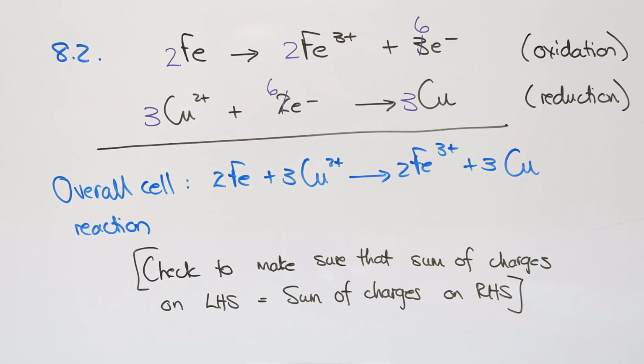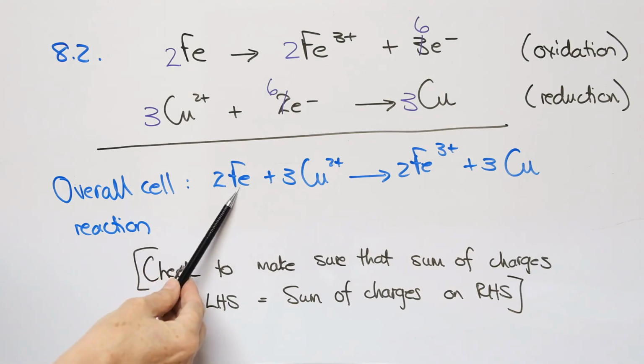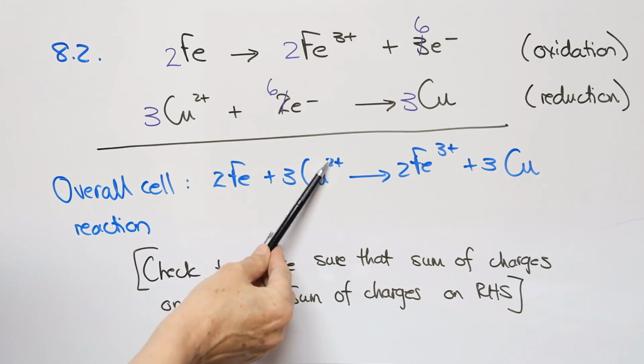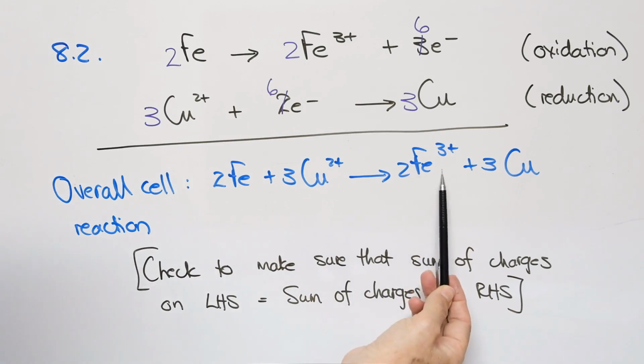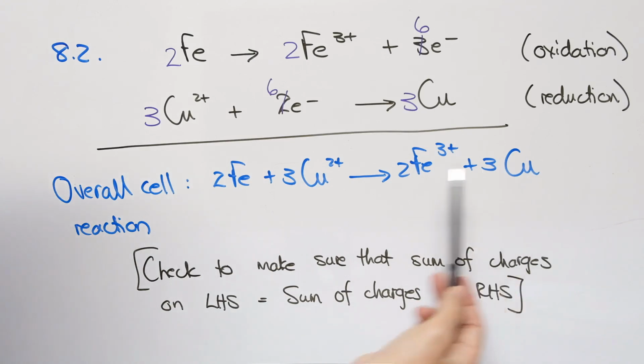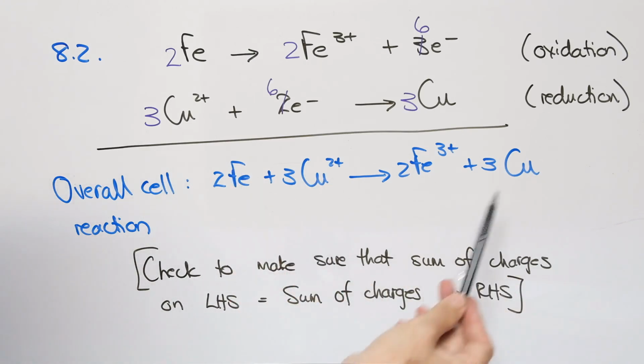2 iron atoms react with 3 copper ions to form 2 iron ions and 3 copper atoms. A quick tip, always check to make sure that the sum of the charges on the left-hand side of the arrow equals the sum of the charges on the right-hand side. For example, the charge on these 2 iron atoms is 0. The total charge here is 3 times 2, it's positive 6. The total charge on the right-hand side is also positive 6, 2 times positive 3, and the charge here is 0. So we have a total charge of positive 6 on the left and a total charge of positive 6 on the right. This is a good tip to check that you haven't made any careless mistakes.